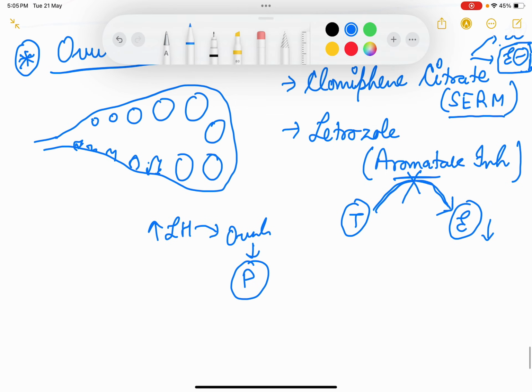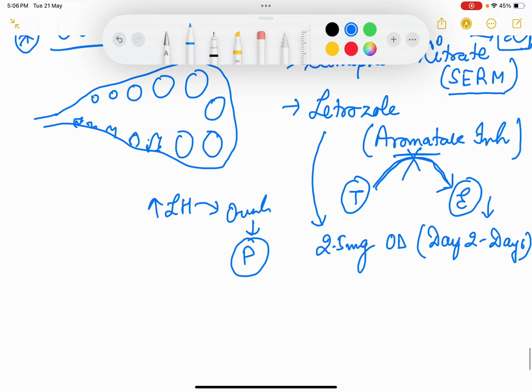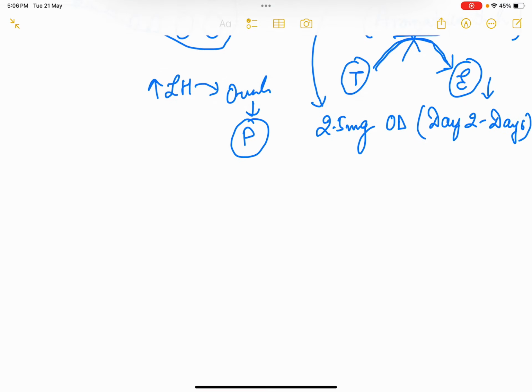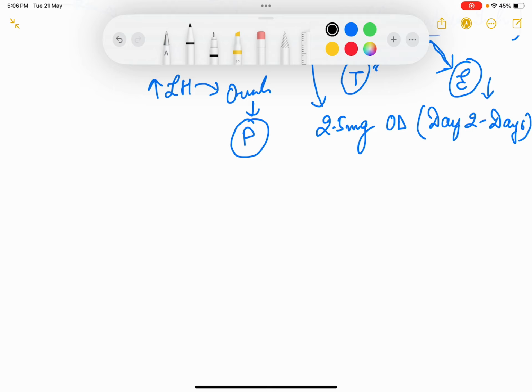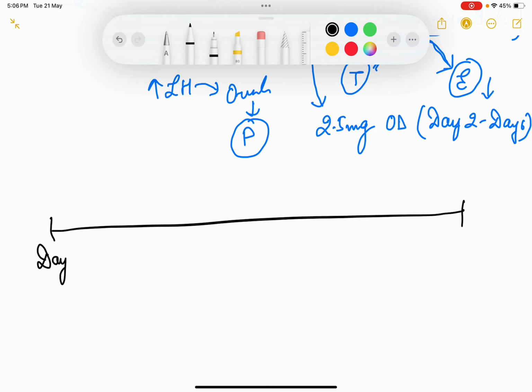Now, letrozole, what is the dose of letrozole? You give a 2.5 milligram tablet. A 2.5 milligram tablet is given once daily from day 2 to day 6 of the cycle. Okay. So, if you consider this as the cycle, whereby this is day 1, the first day of the menses, and this is day 28, the last day of the cycle. If it is a 28-day cycle, then we have our ovulation at around day 12.